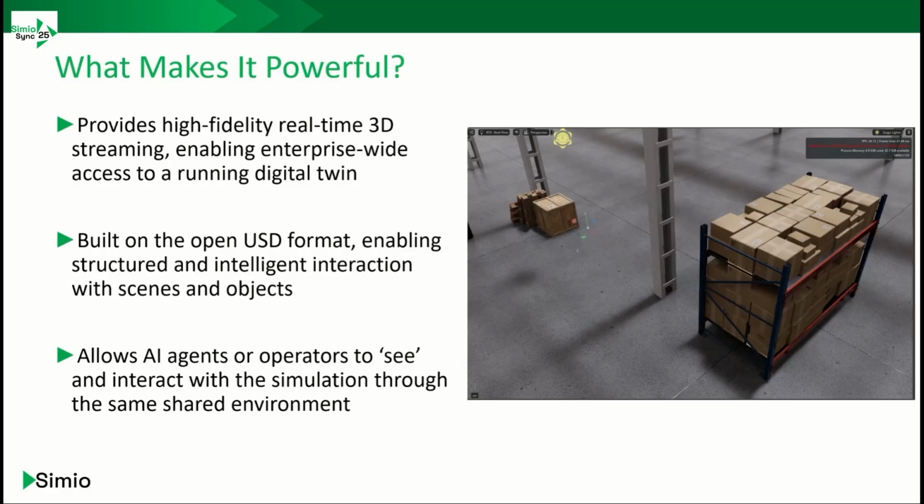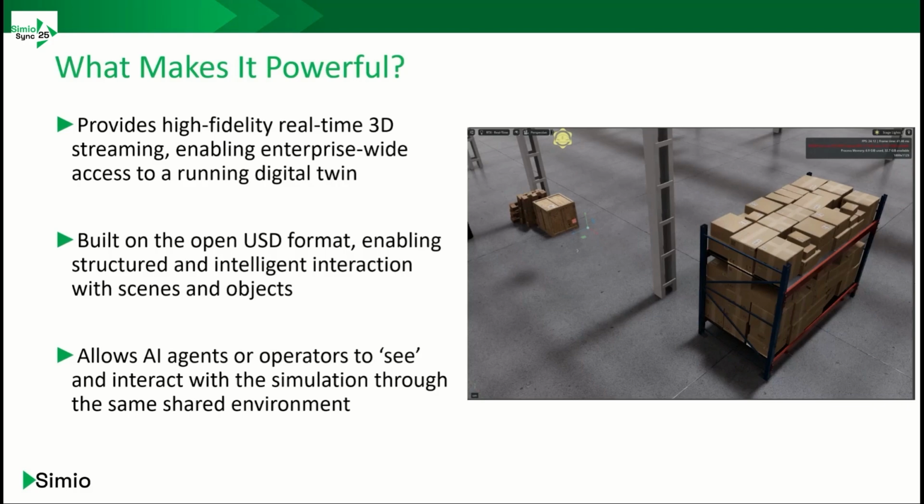This level of visual fidelity is especially valuable for use cases where stakeholder communication or operational validation is critical. On the right, you can see how Omniverse allows for near photorealistic environments, bringing your digital twin to life in a way that's intuitive and immersive. But beyond visuals, there's something even more forward-looking here. Because Omniverse is built on the USD platform, Simio can now interact with these scenes and objects in a structured, programmatic way. This structured interaction is crucial in a world where AI agents are starting to coexist in these environments.